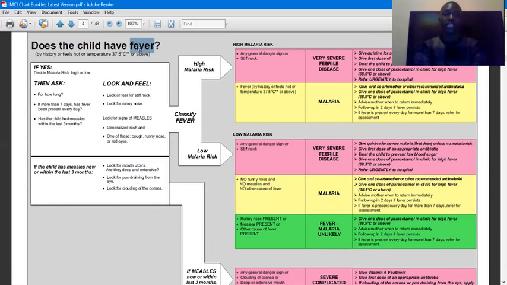So how can fever lead you to high risk malaria? It may come out when you do a malaria test, or in the scenario they may tell you that a malaria test was done and it came out positive, meaning this fever that the child has led you to high risk malaria because a malaria test has come out positive.